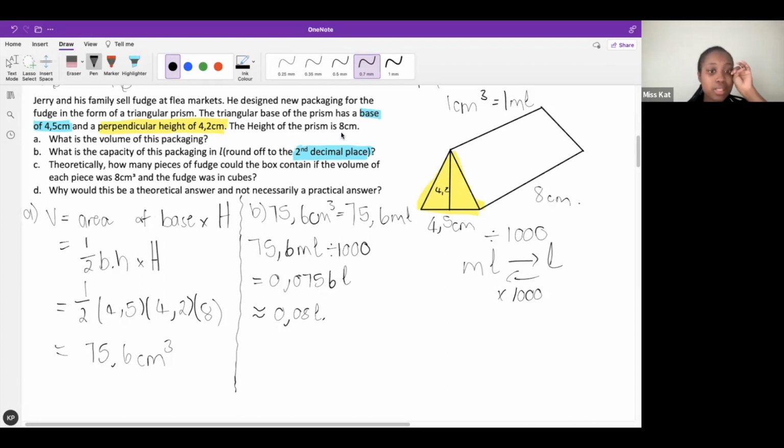Theoretically, how many pieces of fudge could the box contain if one piece is 8 centimeters cubed and the fudge was in cubes? Okay, so we have to take the total volume of that box and do what with it? So one of the little fudges is 8 centimeters cubed, and the whole box can hold 75.6 centimeters cubed.